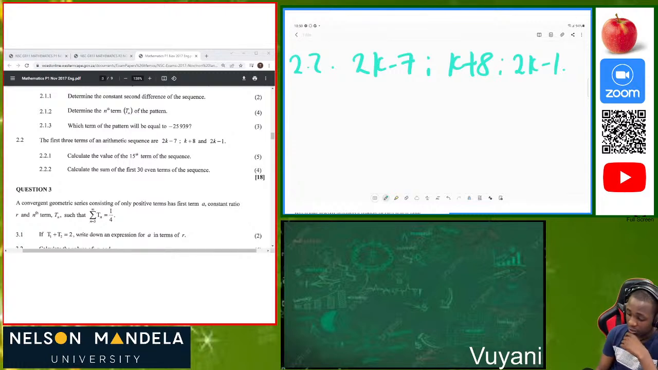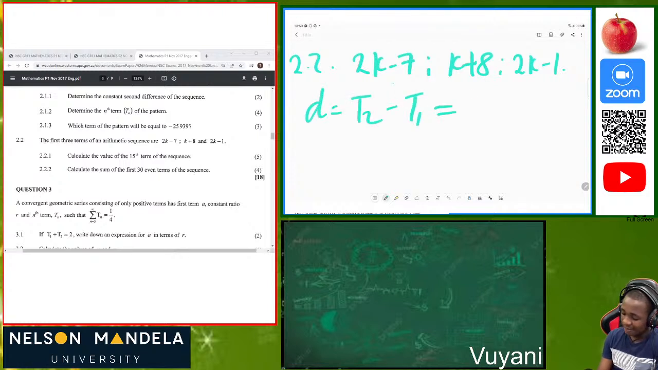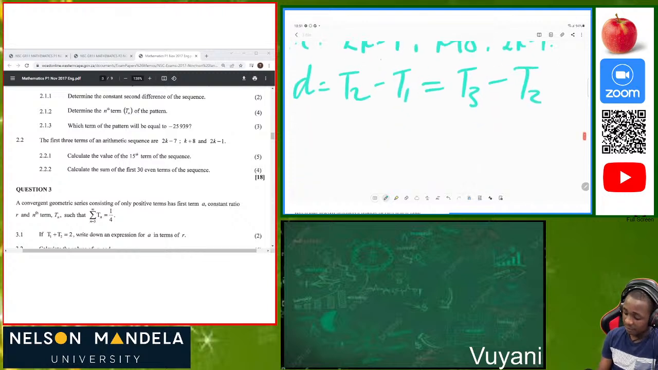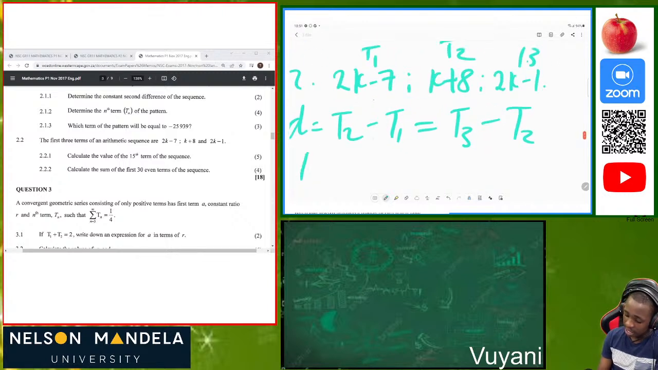What we do first, we know they have already told us it's an arithmetic sequence, which means it has a constant first difference. And we know that d is always equal to t2 minus t1, also the same as t3 minus t2. So in this case, we are given t1, t2 and t3. Let's do the same thing. Our t2 in this case is k plus 8 minus (2k minus 7).